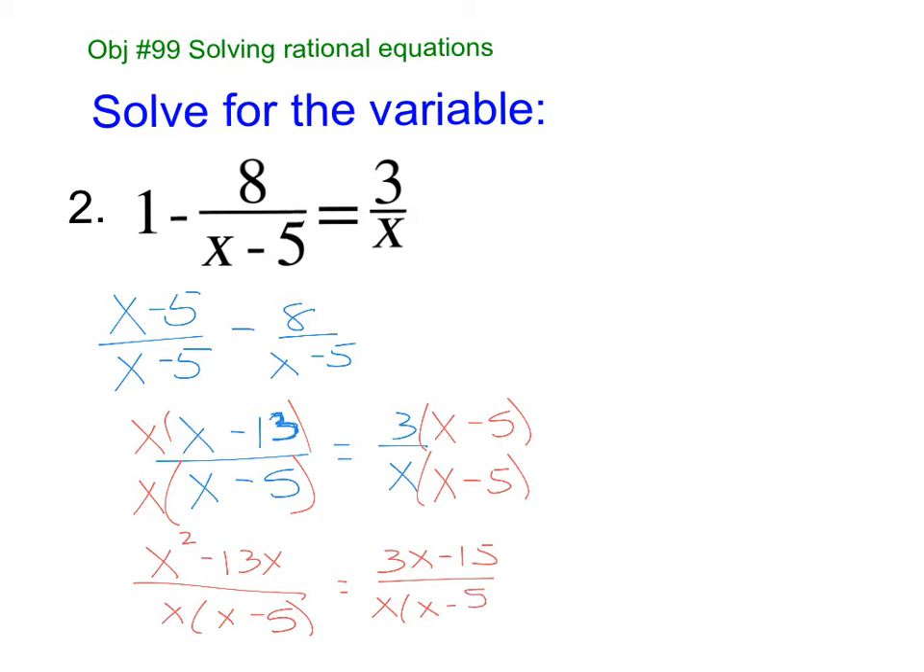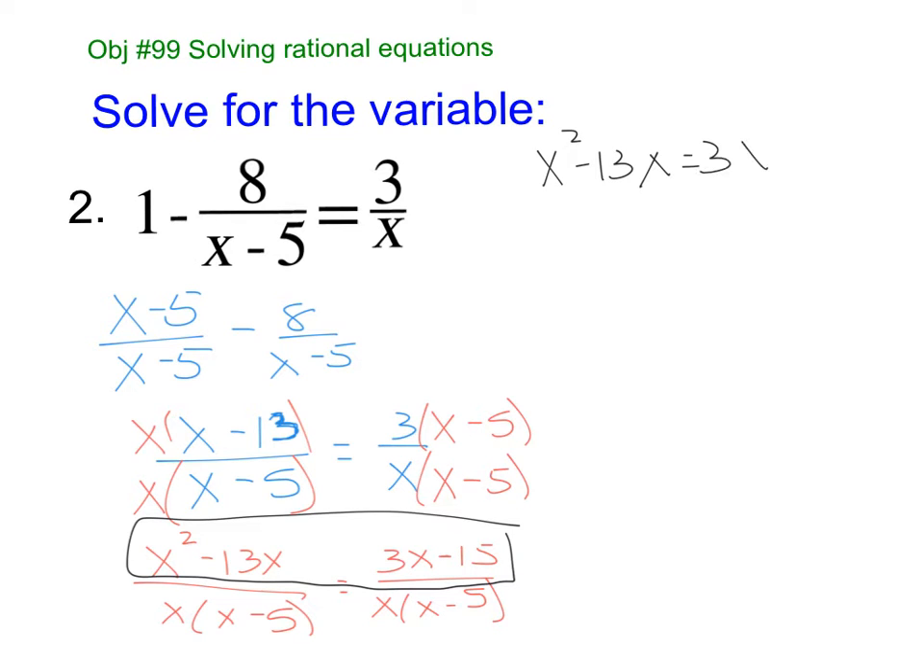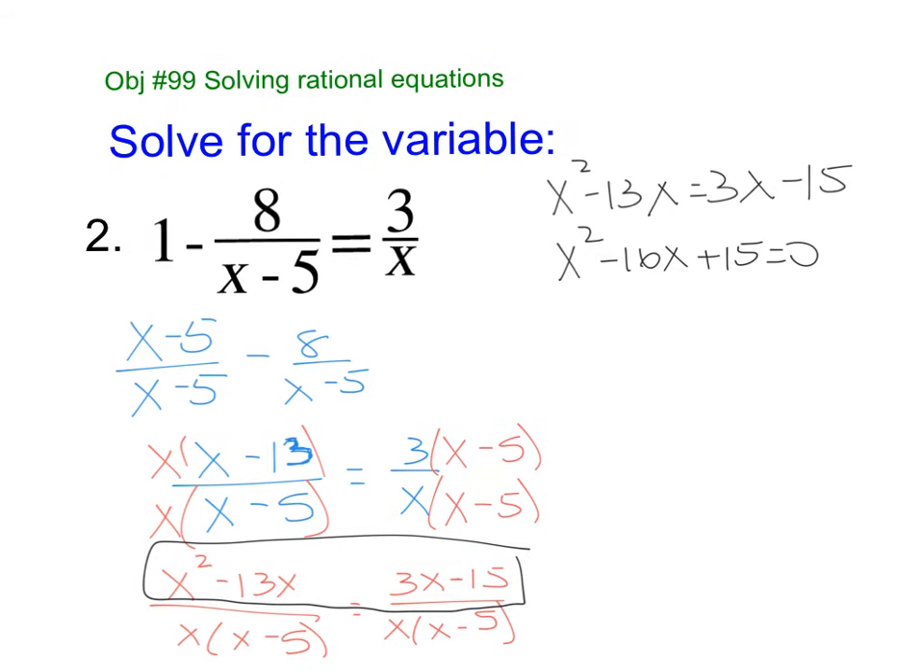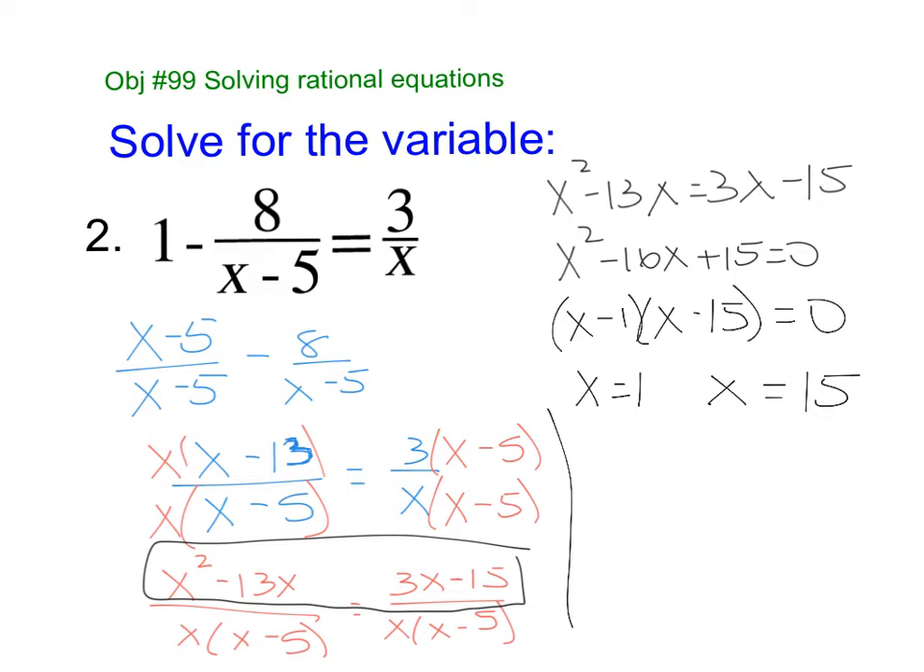Since the denominators are equal, the numerators have to be equal. So now I'm just going to take the tops and set them equal. So x squared minus 13x equals 3x minus 15. So we get x squared minus 16x plus 15 equals 0. Factor and solve. x minus 1, x minus 15. Notice this unit is very much in the factoring world.